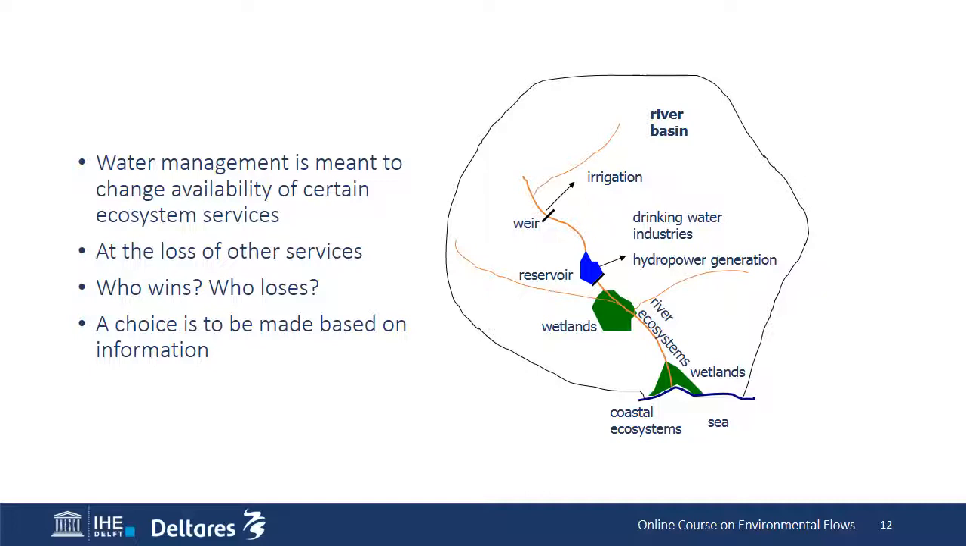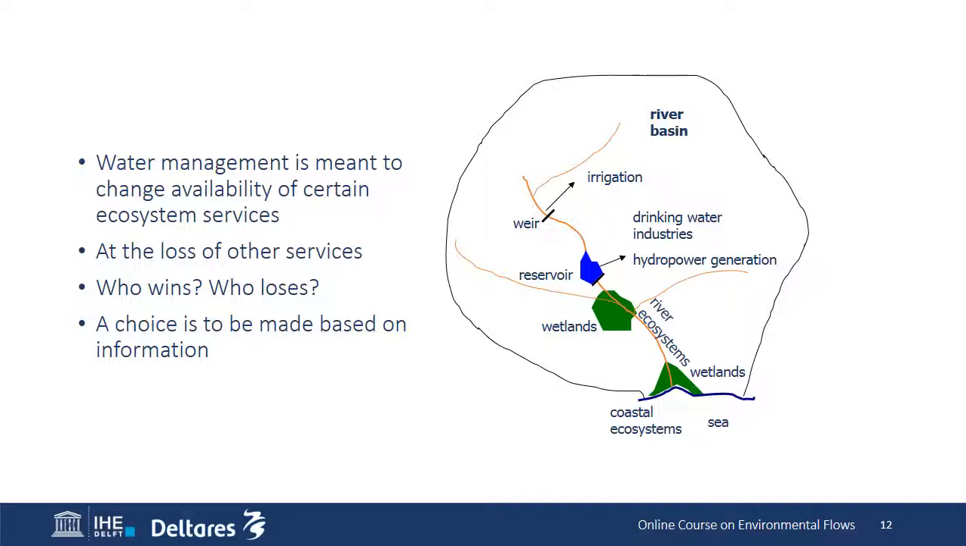when you build dams and when you irrigate agricultural areas, what you actually do is you make certain services, ecosystem services, more available. For example, the potential of the ecosystem to generate hydropower. So those services are increased, but at the same time there are other services whose availability is decreased. And all those interventions in a river basin will always lead to a shift in availability of ecosystem services.